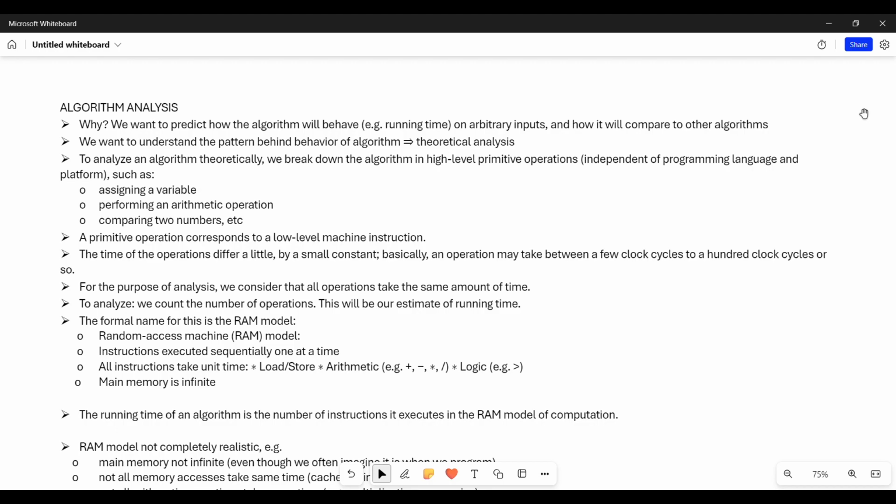The time of the operation differs only by a small constant. Basically, an operation may take between a few clock cycles to 100 clock cycles or so. For the purpose of our analysis, we consider that all operations take the same amount of time. To analyze, we count the number of operations. This will be our estimate of running time. The formal name of this is the RAM model.